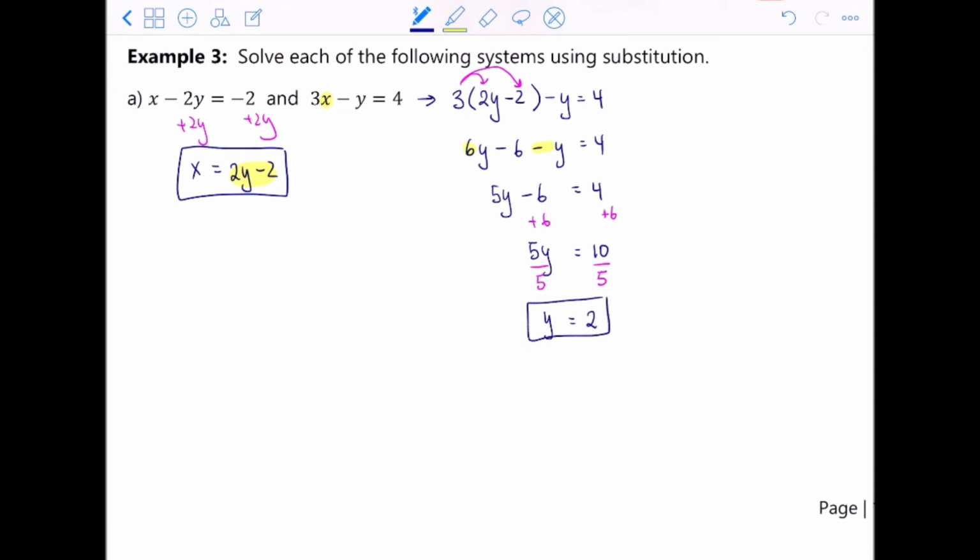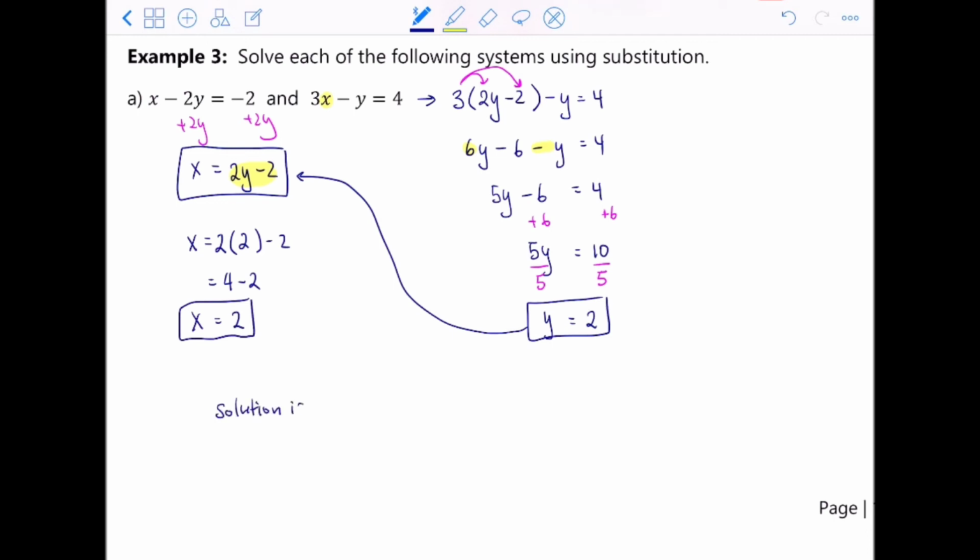You sub this back into one of the equations. Preferably, I like this one, because we're looking for x now. We just need to plug in y into here. So x equals 2 times 2 minus 2. So 4 minus 2, x equals 2. So the solution set is 2 and 2.